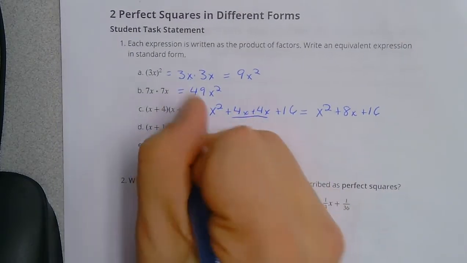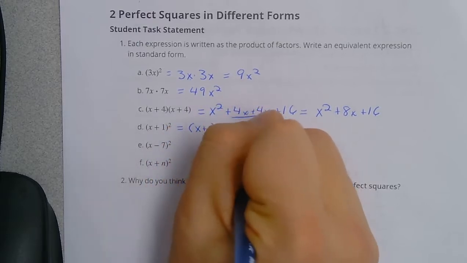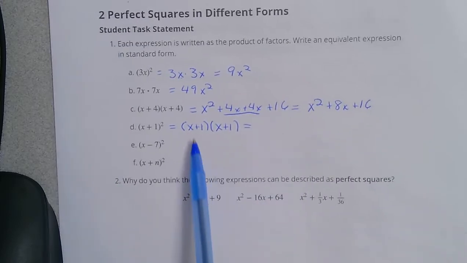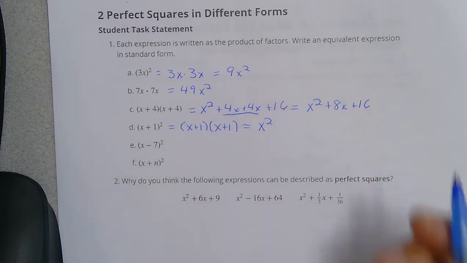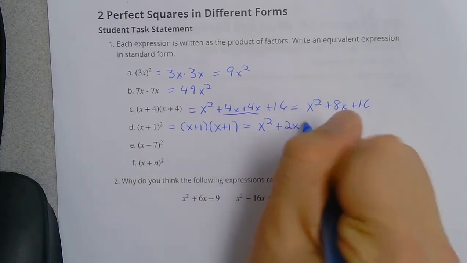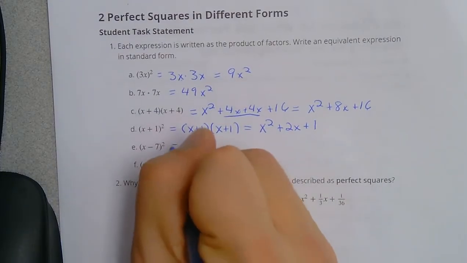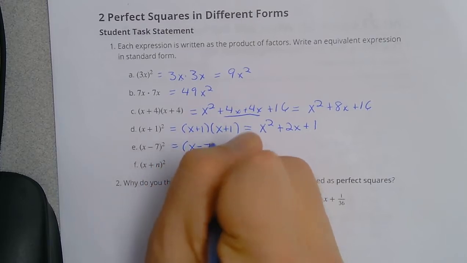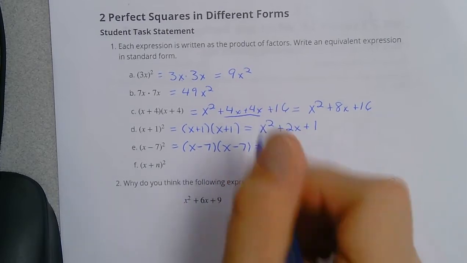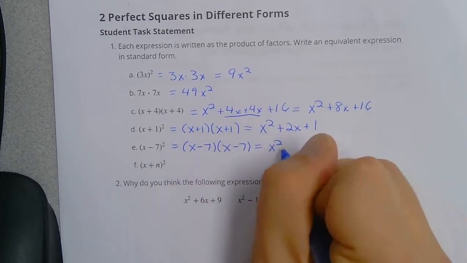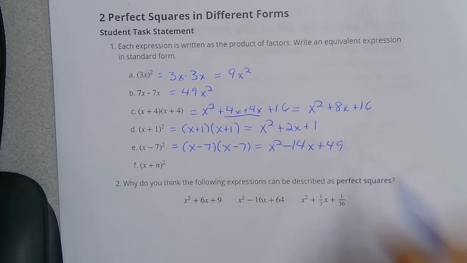And then here, x plus 1 squared, that is x plus 1 times x plus 1. Or we would have x squared plus 1x plus 1x. So x squared, 1x plus 1x is plus 2x. And then plus 1 times 1 is 1. And then x minus 7 squared would be equal to x minus 7 times x minus 7. Or x times x is x squared. And then minus 7x and minus another 7x, so minus 14x. And then plus 49.